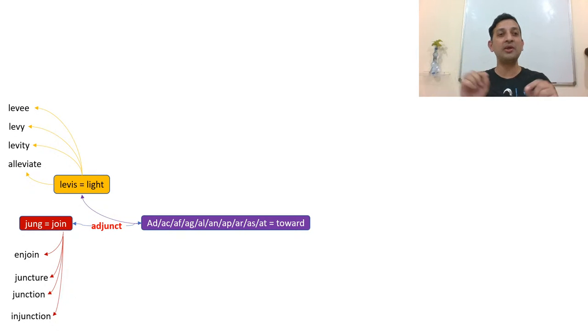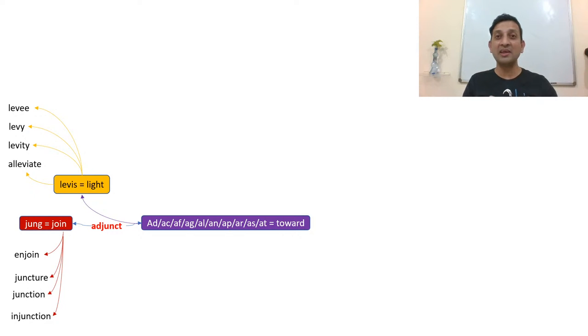There is a variant spelling of levy, but pronounced the same way. Such words are called homophones. Homo means same or similar, and phono means sound. So homophones are English words that sound similar, but are written differently and mean different things. One of those examples is these two words, levy and levee.